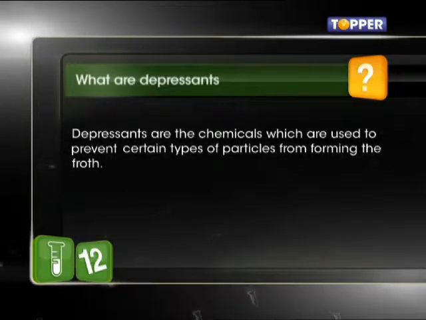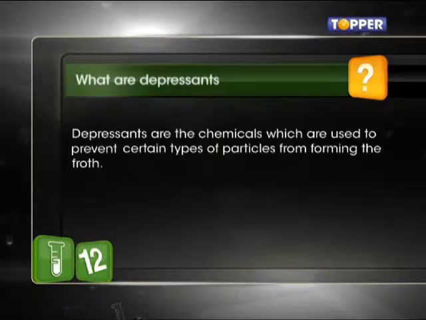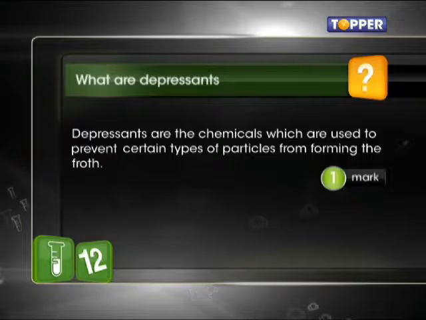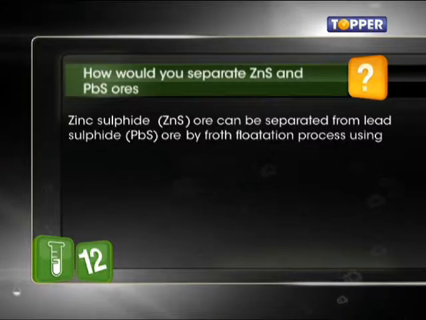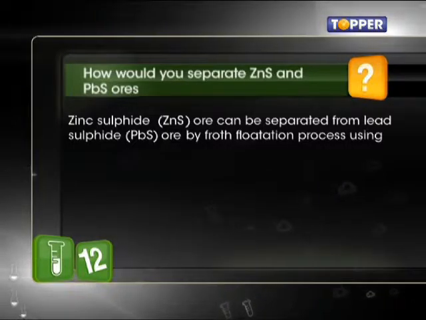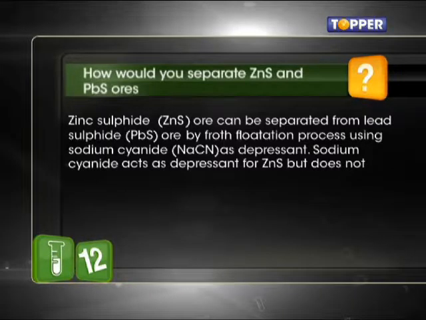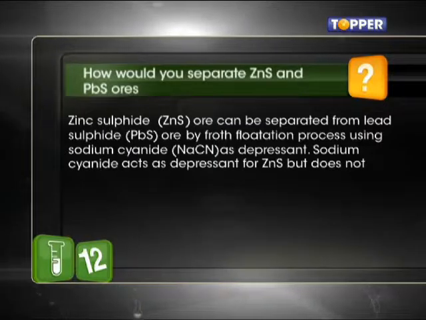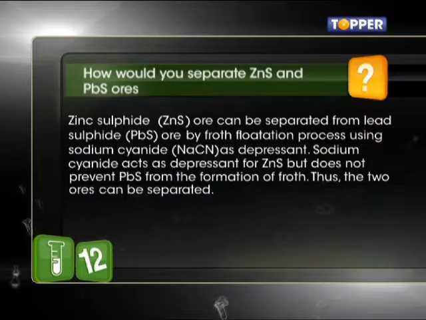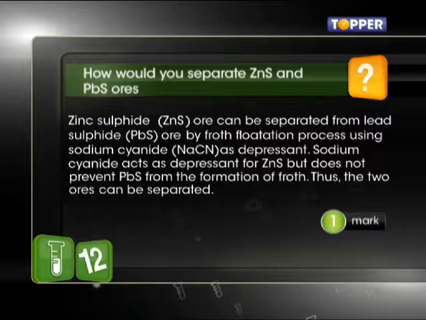It's easy. Just write that depressants are the chemicals which are used to prevent certain types of particles from forming the froth, and you'll gain 1 mark straight away. Then mention zinc sulfide ore can be separated from lead sulfide ore by froth flotation process using sodium cyanide as depressant. Sodium cyanide acts as a depressant for zinc sulfide but does not prevent lead sulfide from the formation of froth. Thus, the 2 ores can be separated. Wow, 2 more marks in your kitty.